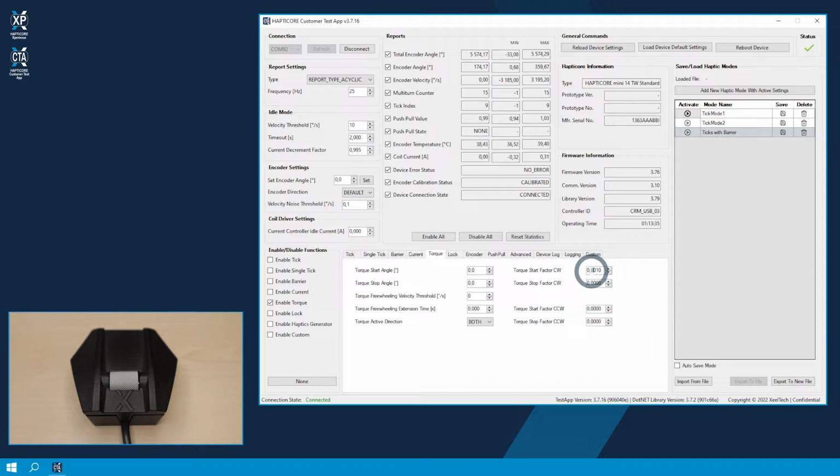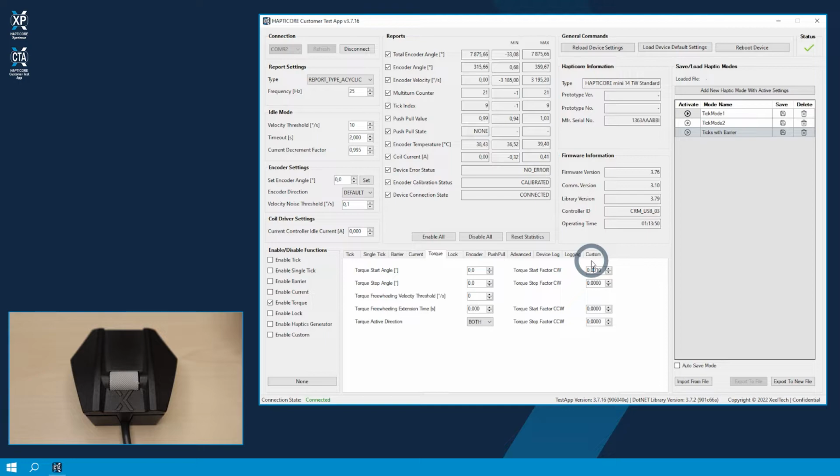Here, not a concrete value, but instead a current factor is set. This means that depending on the speed with which the encoder is rotated, the current applied to the coil will be adjusted by the torque factor. This adaptive coil current gives us a more homogeneous haptic feedback with constant resistance as the rotation speed changes.